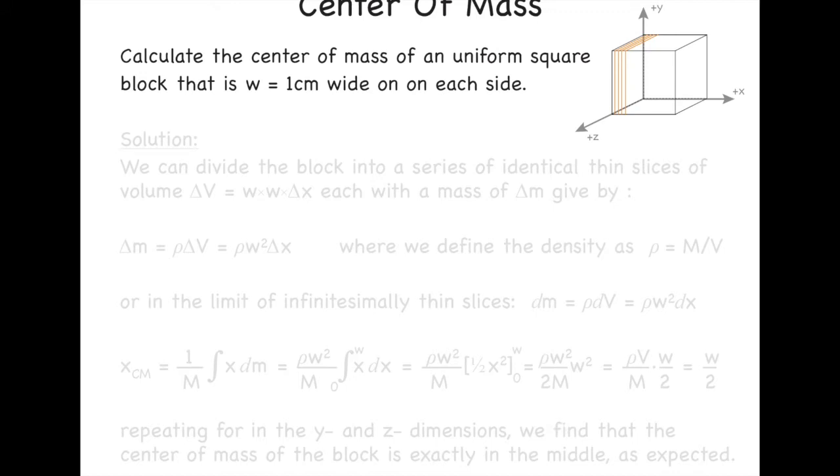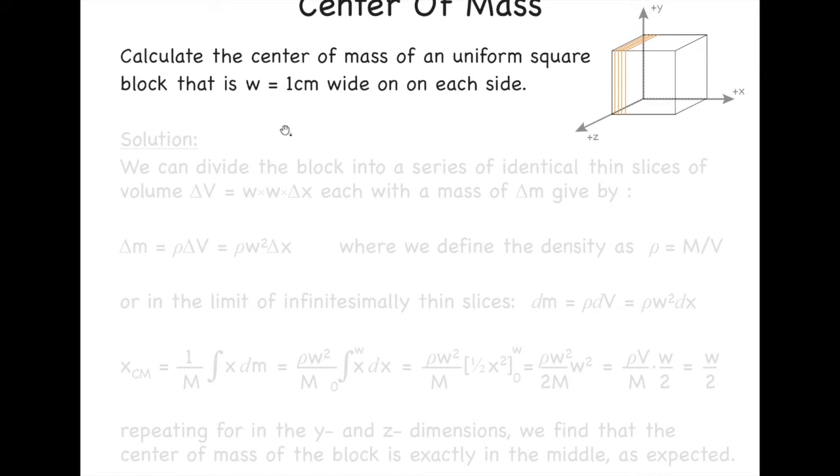Let's now take a case for a more continuous system. This is a little bit more mathematically involved, and we of course would never ask you to derive something like this on an exam, but the point of doing this is to show that mathematically we get the intuitive result. If we ask you to calculate the center of mass of a uniform square block that's a centimeter wide, you can guess it's going to be in the center of the cube. This is a cube, 1 centimeter by 1 centimeter by 1 centimeter. One should expect that the center of mass should be at exactly (1/2, 1/2, 1/2).